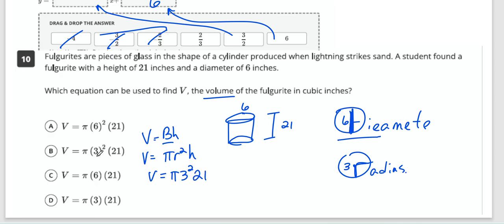So pi matches up. Anything with a 6 is automatically out. 3 squared looks good here, and a height of 21. Oh, there it is. B. We're missing the squared here. Not too bad.